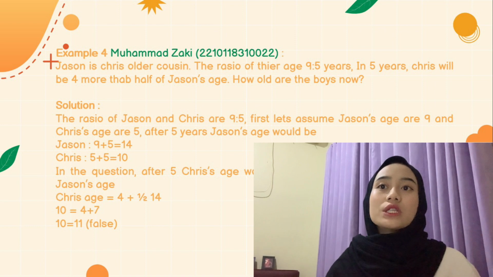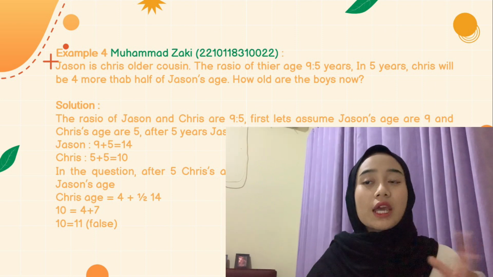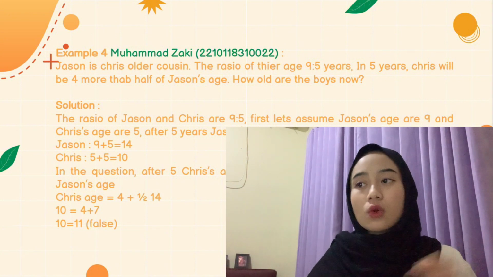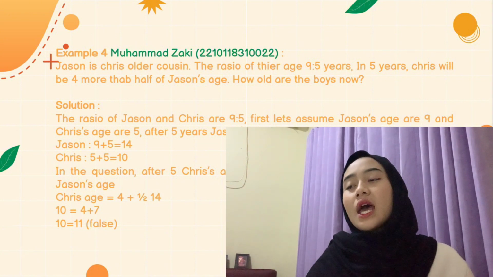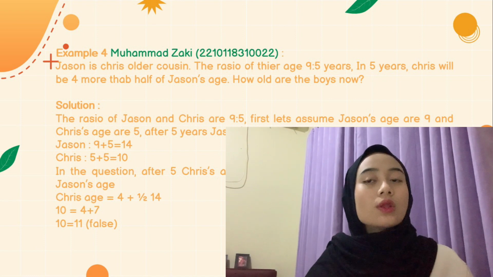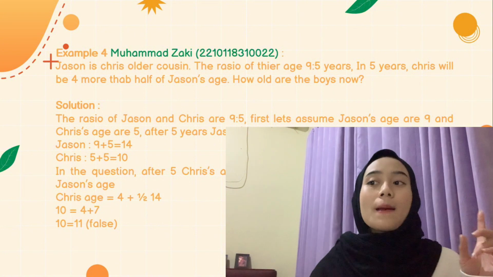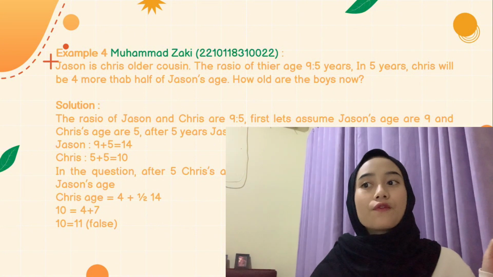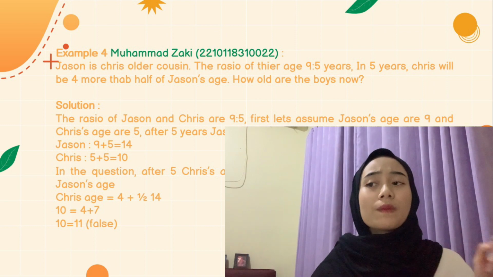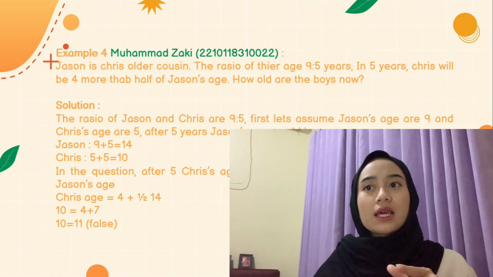First, let's assume Jason's age is 9 and Chris's age is 5. After 5 years, Jason's age would be 9 plus 5 is 14, and Chris, 5 plus 5 is 10. In the question, after 5 years, Chris's age would be 4 more than half of Jason's age. So we have the formula: Chris's age is 4 plus half of 14. Chris's age is 10, so 10 equals 4 plus 7, or 10 equals 11. So this assumption is false.